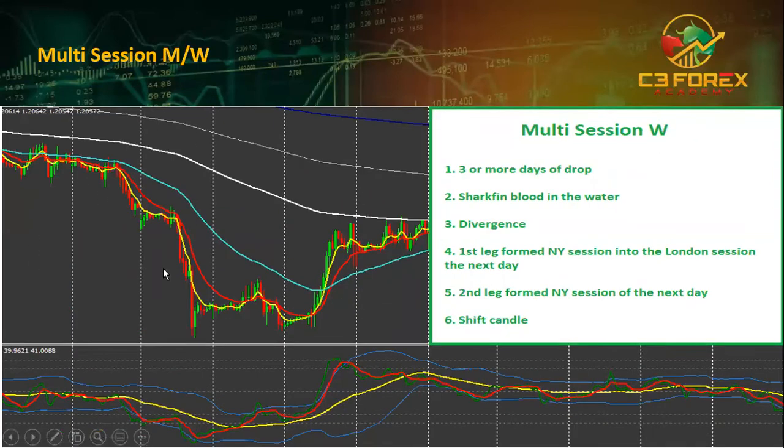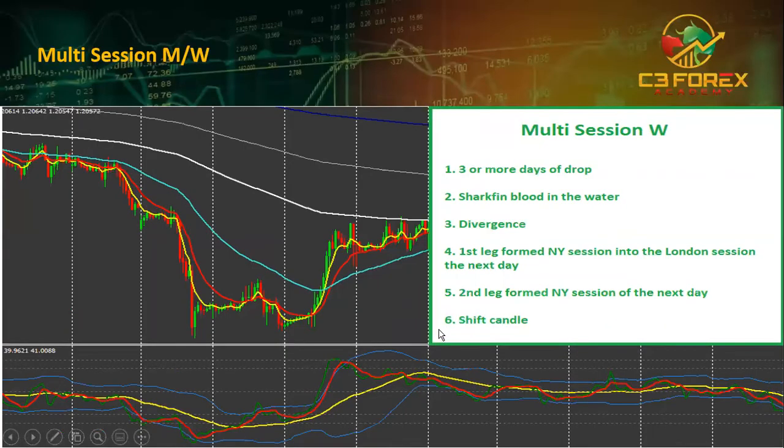Price been dropping. EMAs is fanned out. Level 3. Price came up, closed above the 13 EMA, came back down, closed below the 13 EMA. You got your shark fin, blood in the water. You got divergence. Market baseline out oversold. Shift right here. Multi-session W.